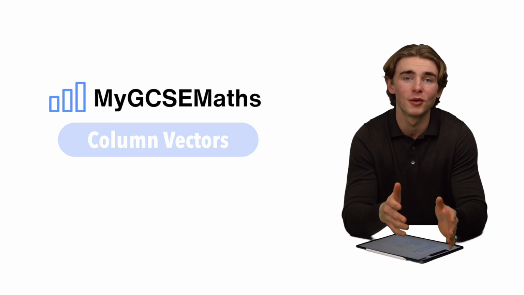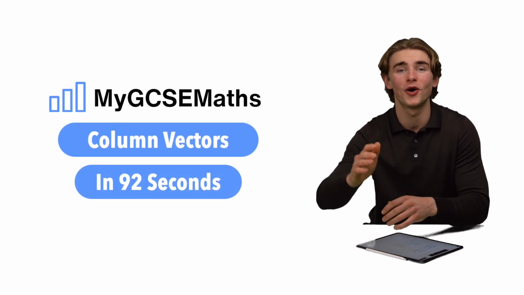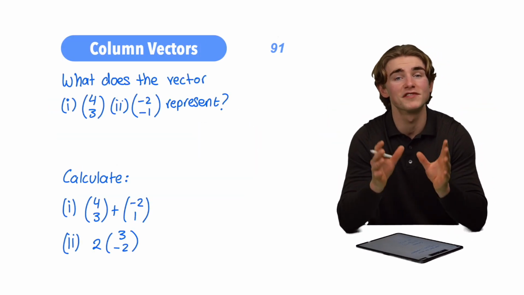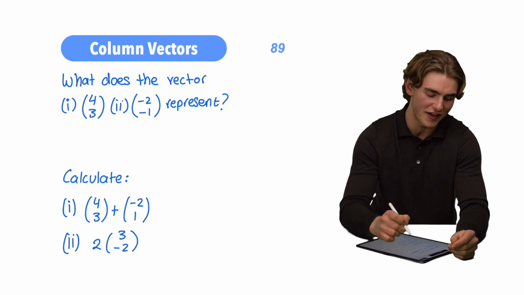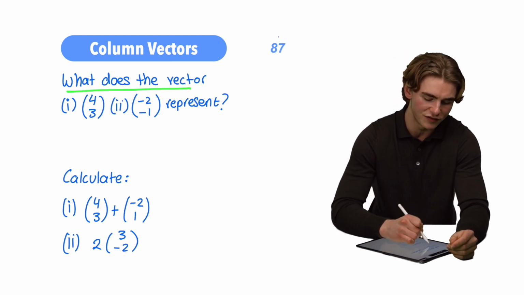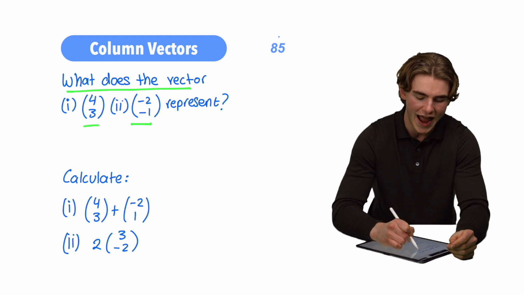How to work with column vectors in 92 seconds, let's go. This, guys, is a topic which comes up pretty much every year. Let's have a look. First off, what do the vectors (4, 3) and (-2, -1) actually represent?